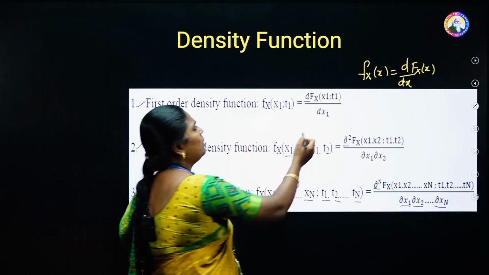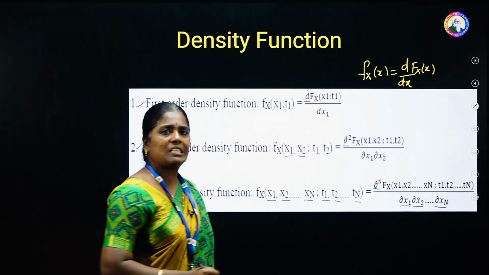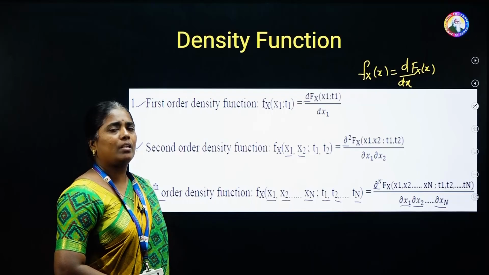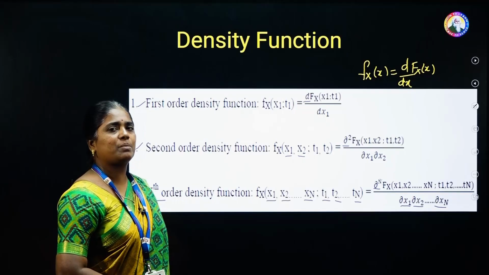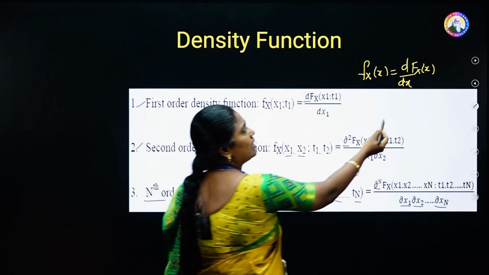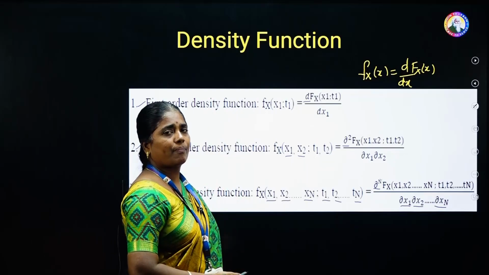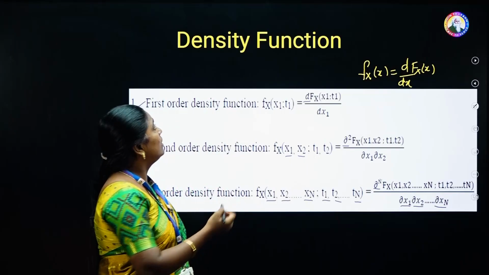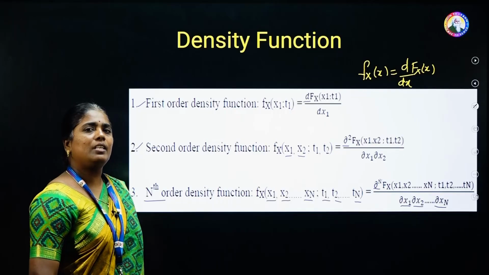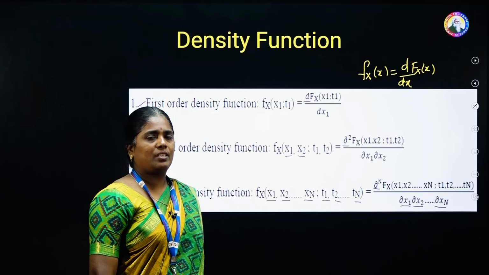Simply, the relation between the density function and distribution function is that the density function is equal to the derivative of the distribution function. Recall once again the main difference between the notation of the density and distribution function. Distribution function is capital F and density function is small f. So this is about the density function as well as the distribution function. These two will describe the random process nature.